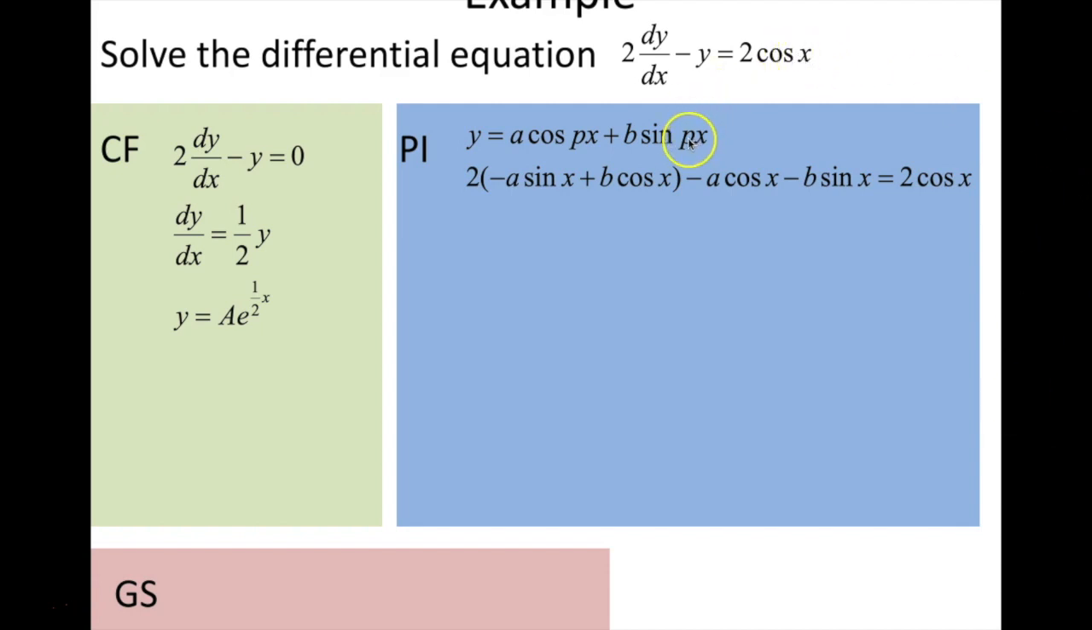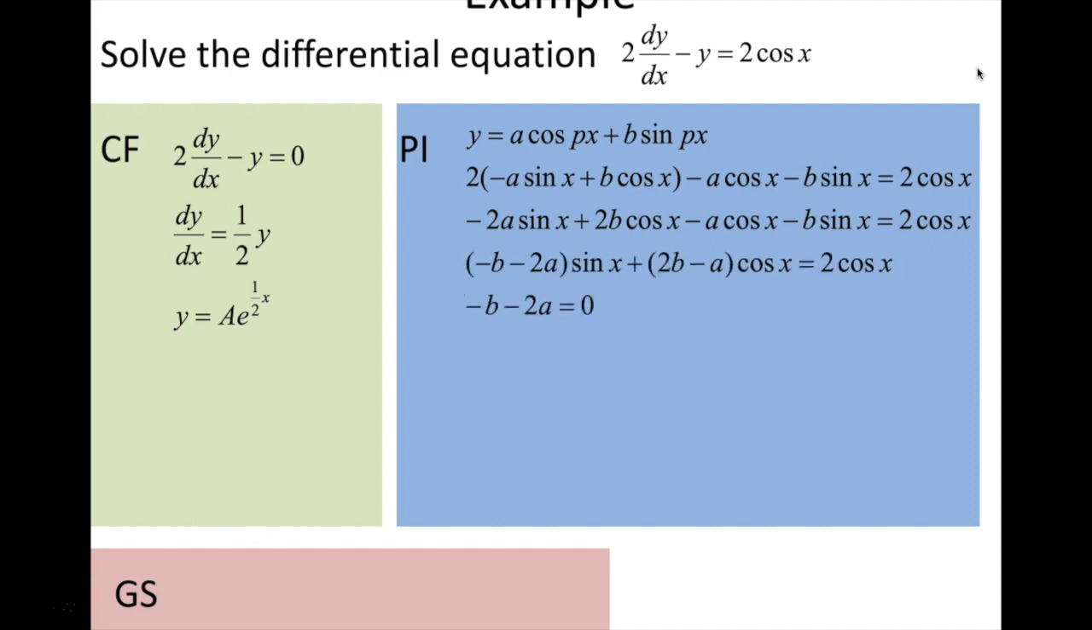Remember that the value of p should also depend on the value that is before x here. Since we have cos x only, it should be a cos x plus b sine x. And so now we will differentiate that and substitute in this equation to look for p, a and b. Substitute, rearrange, form two equations with two unknowns.